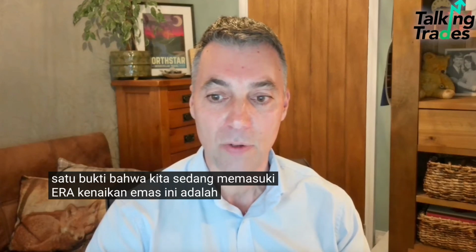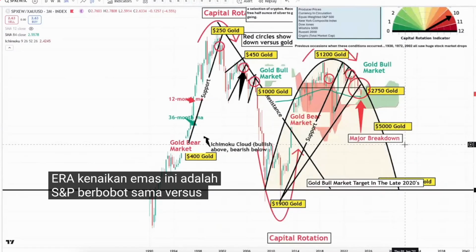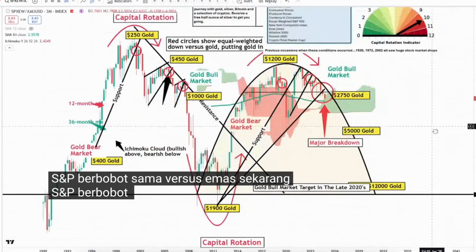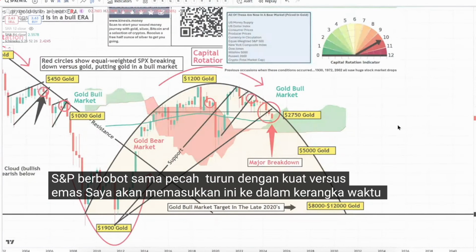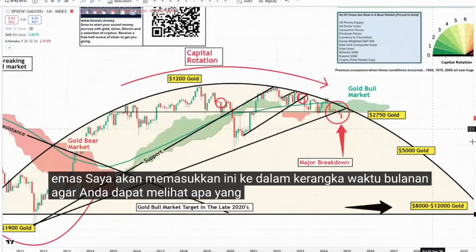This is the equal weighted S&P versus gold. Now the equal weighted S&P is breaking down strongly versus gold. I'll pop this onto the monthly time frame for you so you can see what's going on.